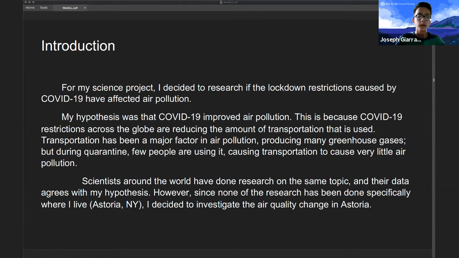air pollution. And scientists around the world have done research on the same topic, and their data agrees with my hypothesis. But since none of the research has been done specifically in my hometown of Astoria, New York, I decided to investigate the air quality change in Astoria. Next slide, please.